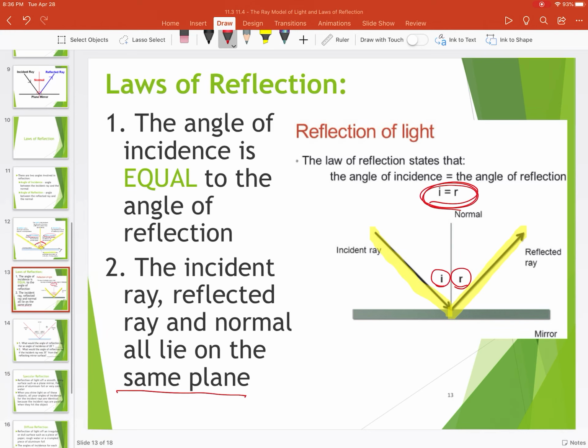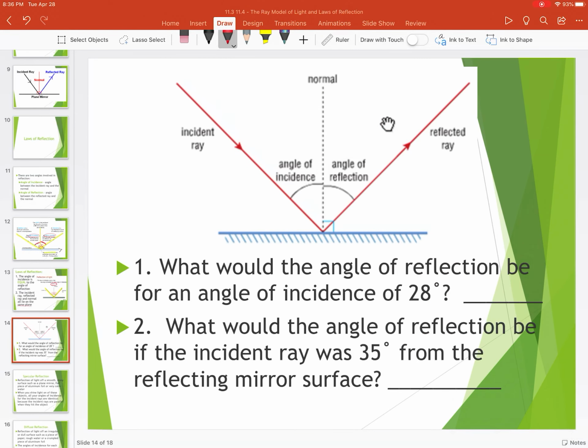So we're not looking at 3D or anything like that. If we look at the following example, you've got your diagram in front of you. If you need to pause to answer the questions, that would be awesome. What would the angle of reflection be for an angle of incidence of 28 degrees? If we know that the angle of incidence is 28 degrees, then based on the law of reflection, the angle of reflection will also be 28 degrees. So that answer would be 28 degrees.